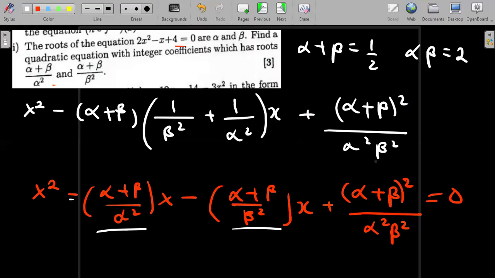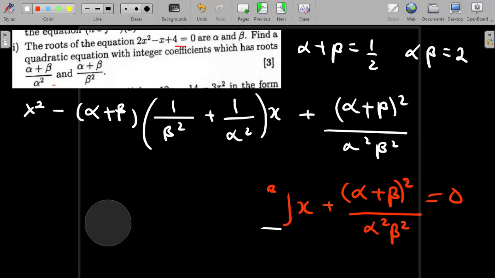Now, from here, we can further make this part in the middle, where we have 1 over beta squared plus 1 over alpha squared, into a single fraction. So raise this part.